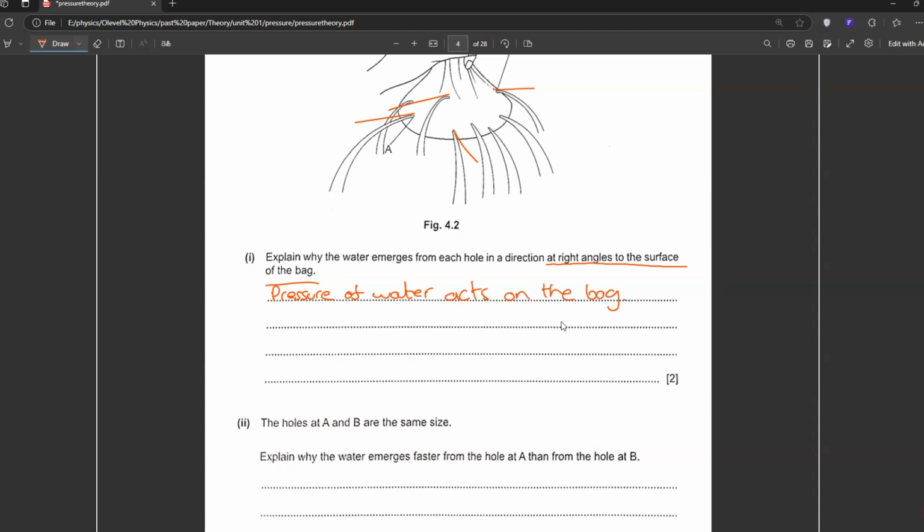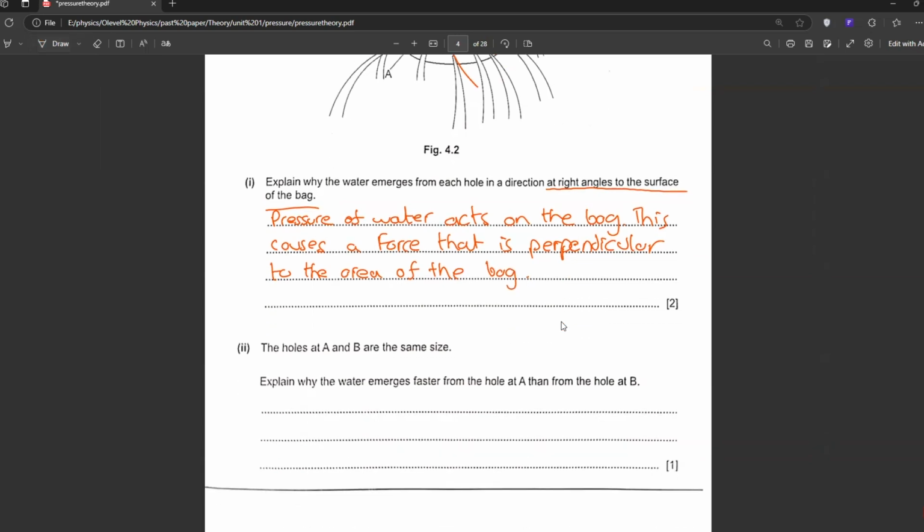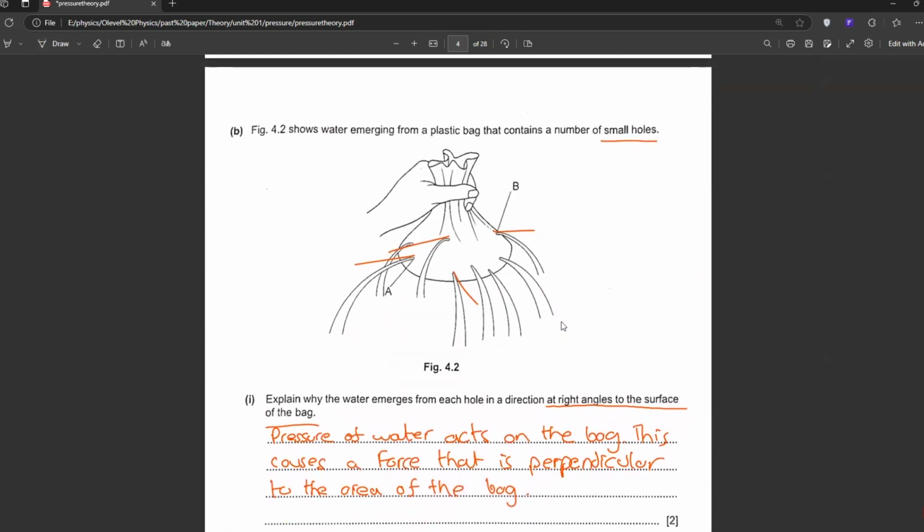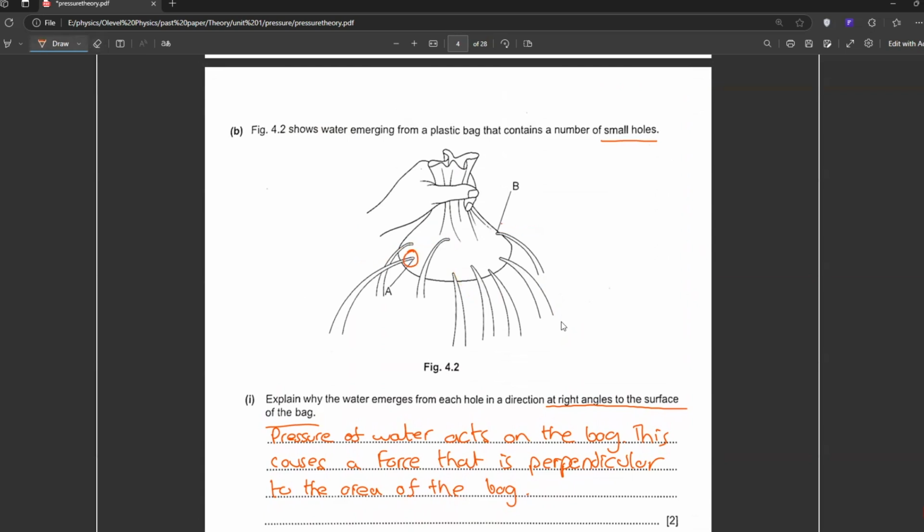And as the pressure of water acts on the bag, what will happen? This causes a force that is perpendicular to the area of the bag. Hence, the water emits at right angles to the surface of the bag. Simple. The holes at A and B are of the same size. Okay, so holes at A and B are of the same size. Let me erase some of these things. The examiner is trying to say the holes at A and B are of the same size.